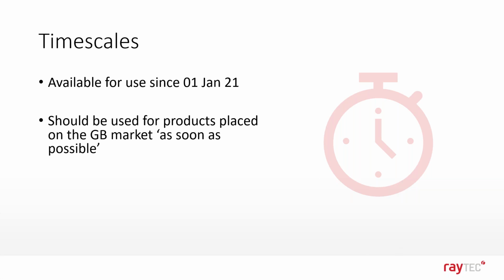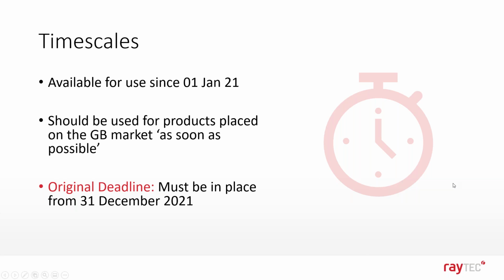Originally, the UK government said it absolutely had to be in place before the 31st of December 2021, but that deadline has since been moved to the 1st of January 2023. This is when the grace period comes to an end. And from this date, 1st of January 2023, only the UKCA mark will be recognised for products placed onto the GB market.